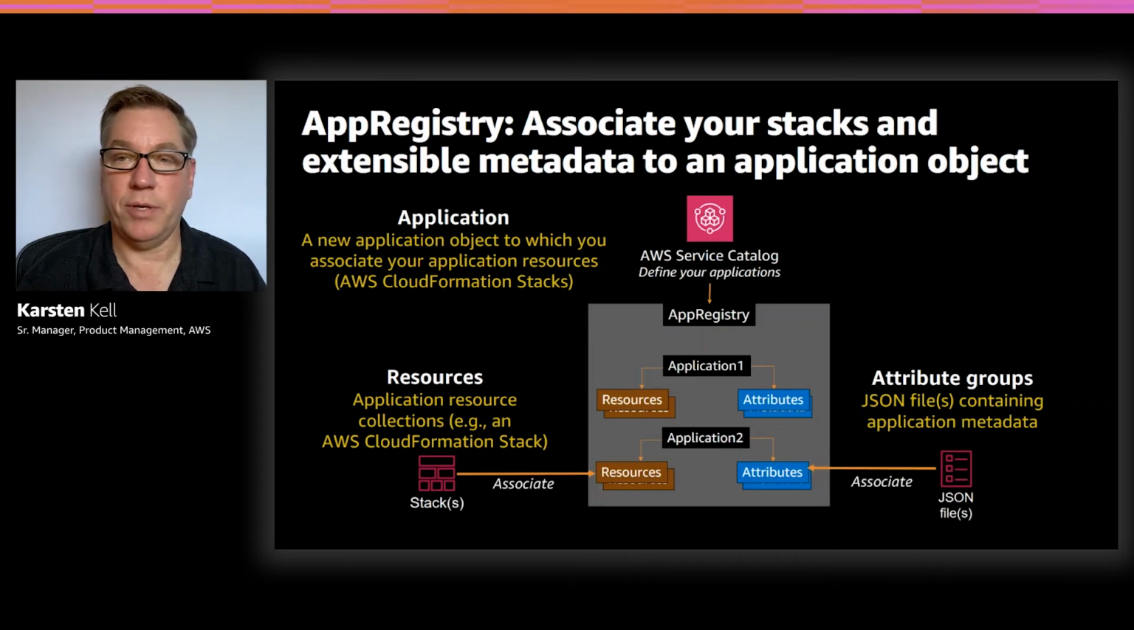And then we have a new construct for Service Catalog that we call attribute groups. These are unstructured JSON files, and you can associate one or more of these attribute groups with your applications. You can even reuse them. So you could create an attribute group for your corporate information, for example, and associate that with all of your applications. Or you may have specific attribute groups that you create and associate only with one of your applications. And I'll provide some examples of how we see this being used by customers.